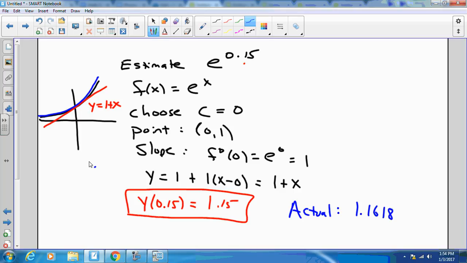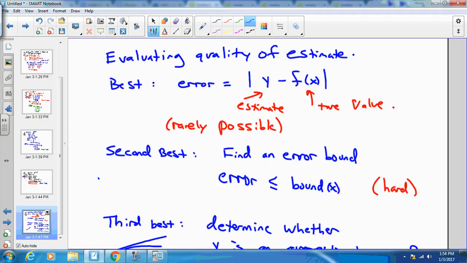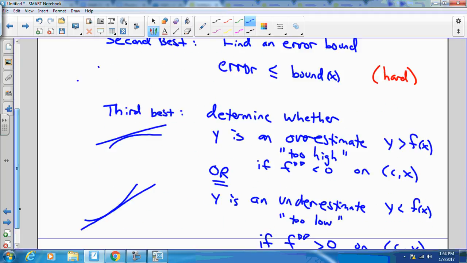So we can evaluate the quality of our tangent line estimates in a rough way simply by taking a look at the sign of f double prime on the entire interval from c to x. Now, if the sign changes, we're not going to be able to get any information, right? But if the sign is constant on that whole interval, then we can say something.